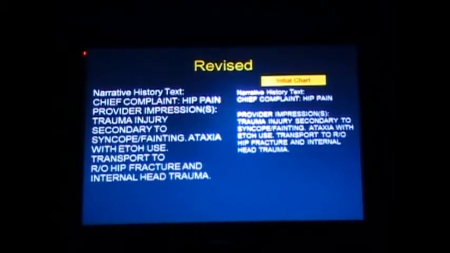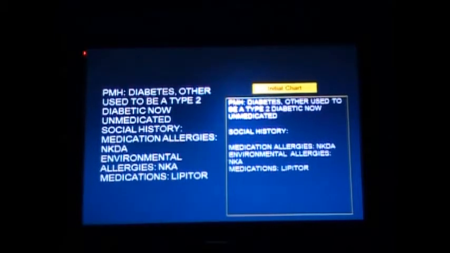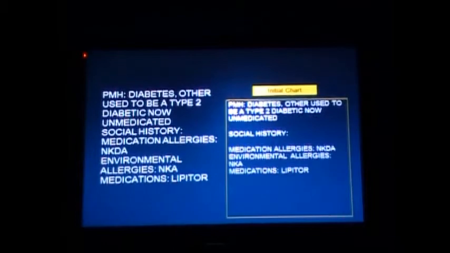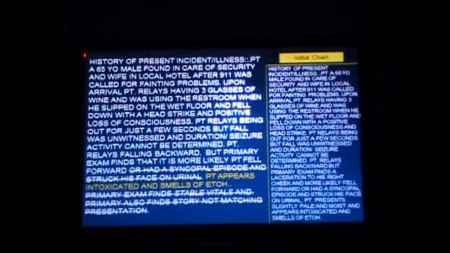So here's the revision, which essentially is unchanged here. Initially, there's the initial chart. Didn't really change anything here. Again, this is all drop-down stuff. Initial chart over there. Again, all drop-down stuff. No changes here. Where you're going to start to see the changes made is here.